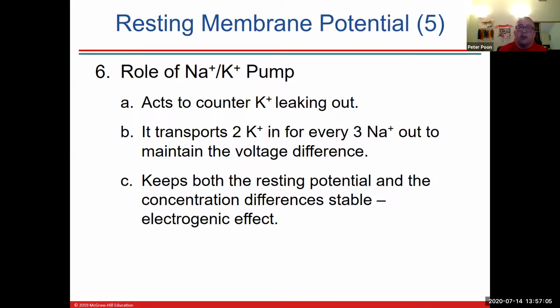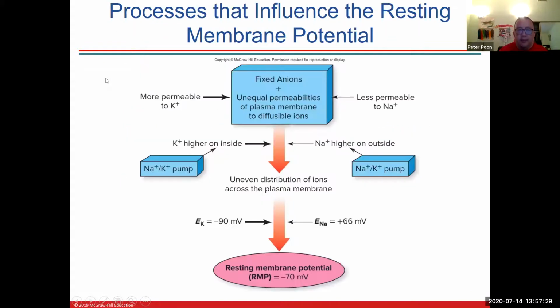So the role of the sodium potassium pump, we mentioned this already. It acts to counter the potassium leaking out. So it transports in, it maintains the voltage difference. I already explained that earlier. It keeps both the resting potential at negative 70, and the concentration difference stable. So again, the resting membrane potential is negative 70.